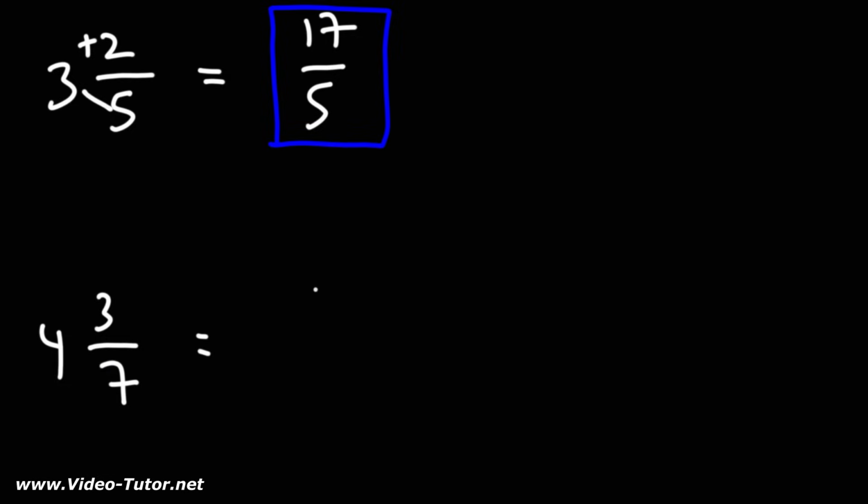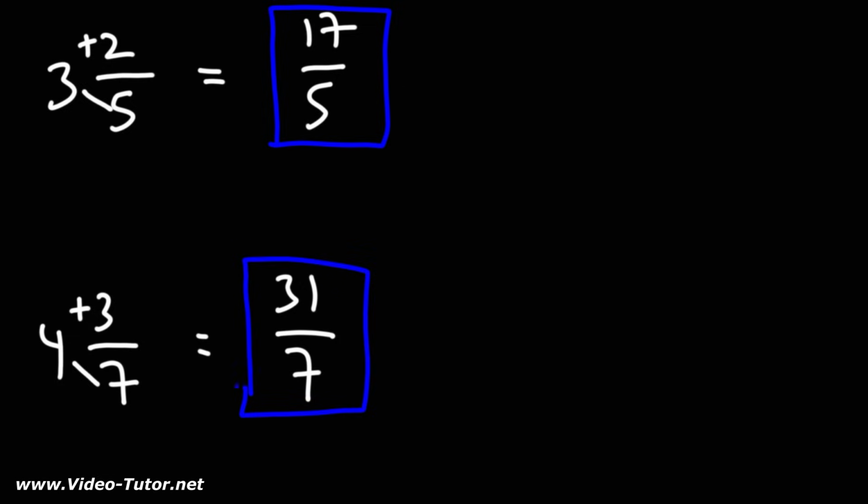Let's do the same thing for the other one. Let's keep the denominator the same. Let's multiply the whole number by the denominator. 4 times 7 is 28. Add the numerator, plus 3. 28 plus 3 is 31. So 4 3/7 is 31 over 7 as an improper fraction.